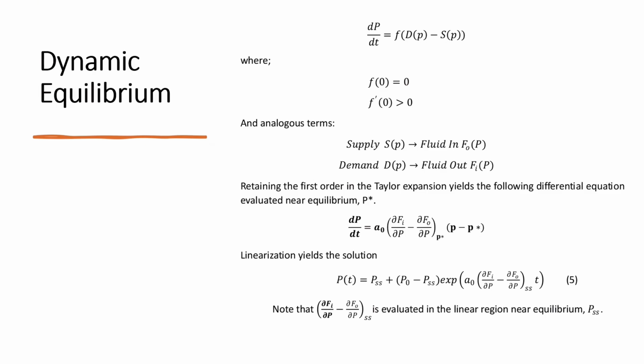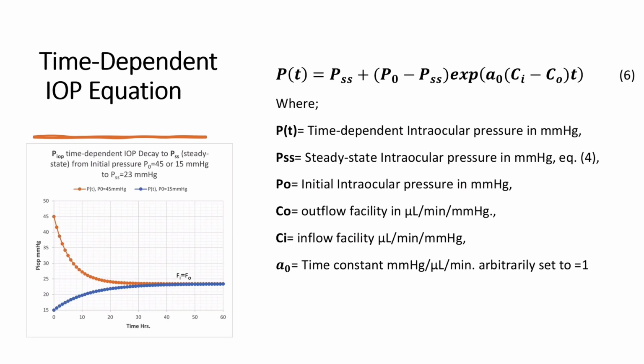Linearization yields the solution, which is a time-dependent decay in IOP to steady state, based upon the rates of change of inflow and outflow. The time-dependent IOP equation relates the inflow facility and the outflow facility to a decay towards steady-state IOP equilibrium, given the initial values as shown in the graph below.